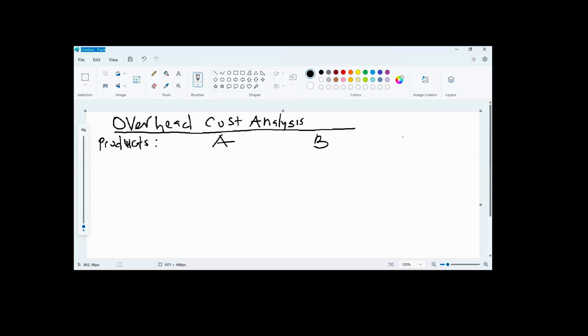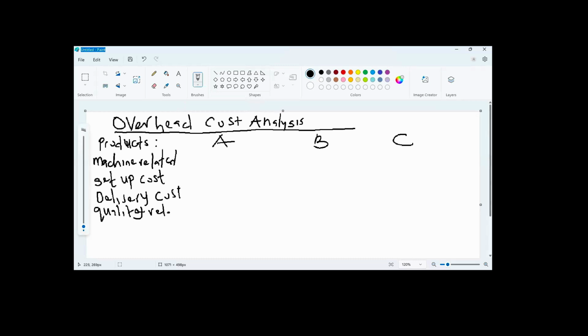B and C. Okay. I have fixed machine-related, I have set-up costs, I have delivery costs, and I have quality-related costs. We now go back to our allocation.